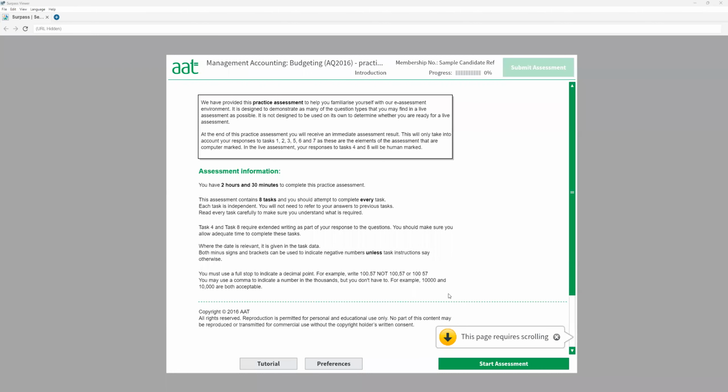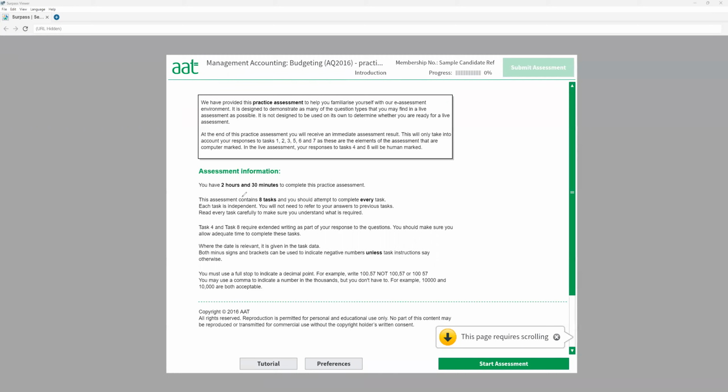Hello, everyone. In this session, we're going to talk about management accounting budgeting. This is one of the AQ 16 practice papers from the AAT website. I'm going to look at some questions from this paper. So let's look quickly at the overview.